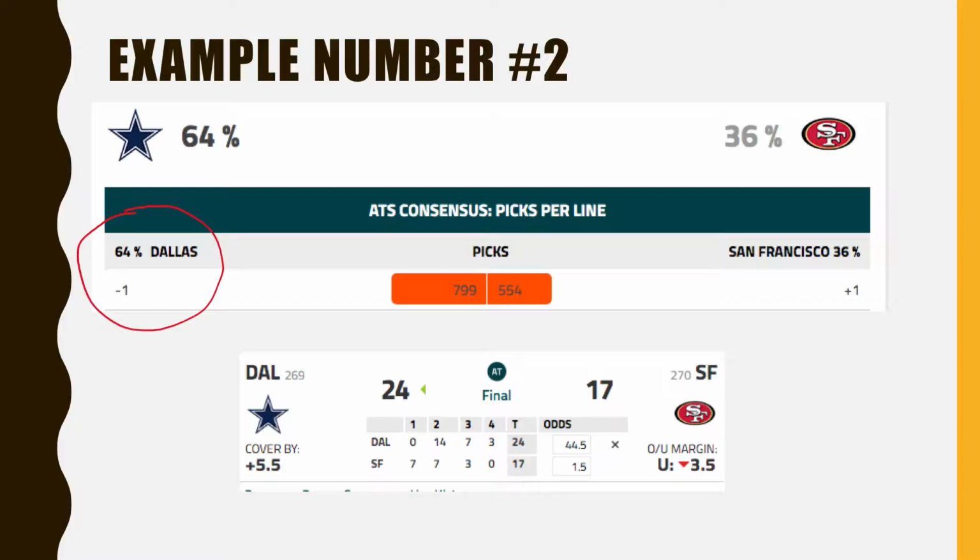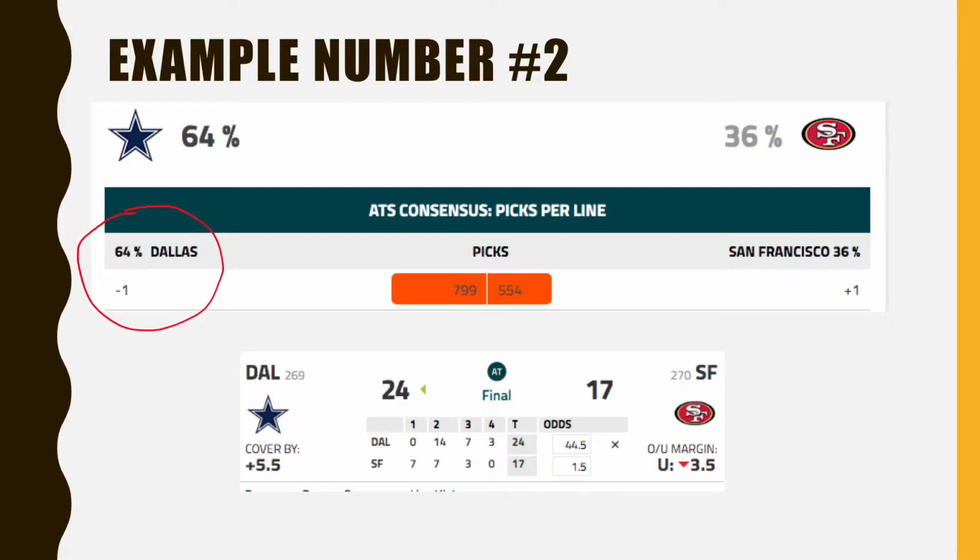All right, so example number 2, Dallas, San Francisco. Dallas is the favorite -1. San Francisco is underdog, so they are +1. Now, here's something else. If you're taking notes, write this down. Any game that's under 3 points is basically a pick'em game, because going back to the most important number in NFL handicapping, the 3, most games are going to fall on the 3. So any betting line that's under 3, in essence, is a pick'em game.